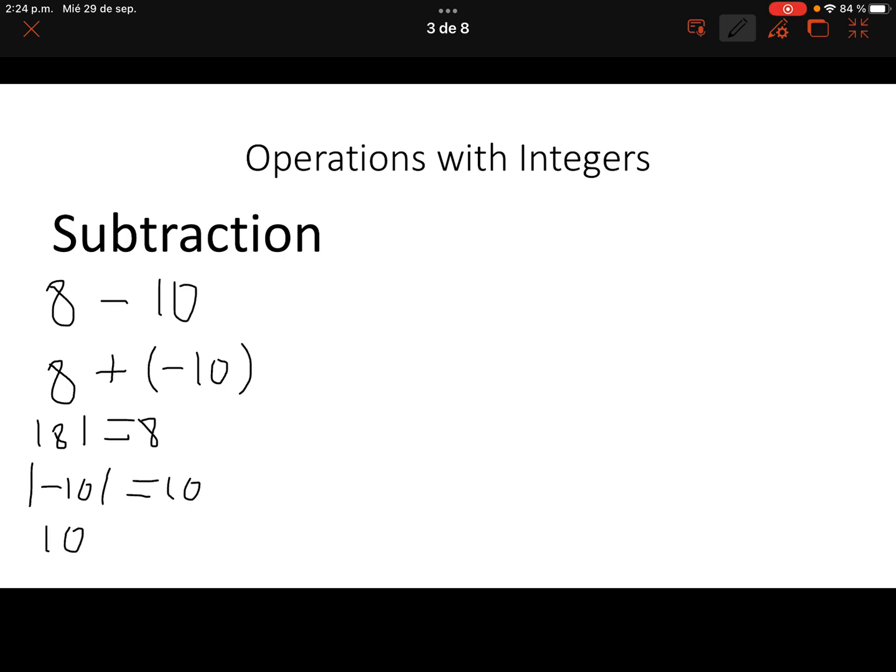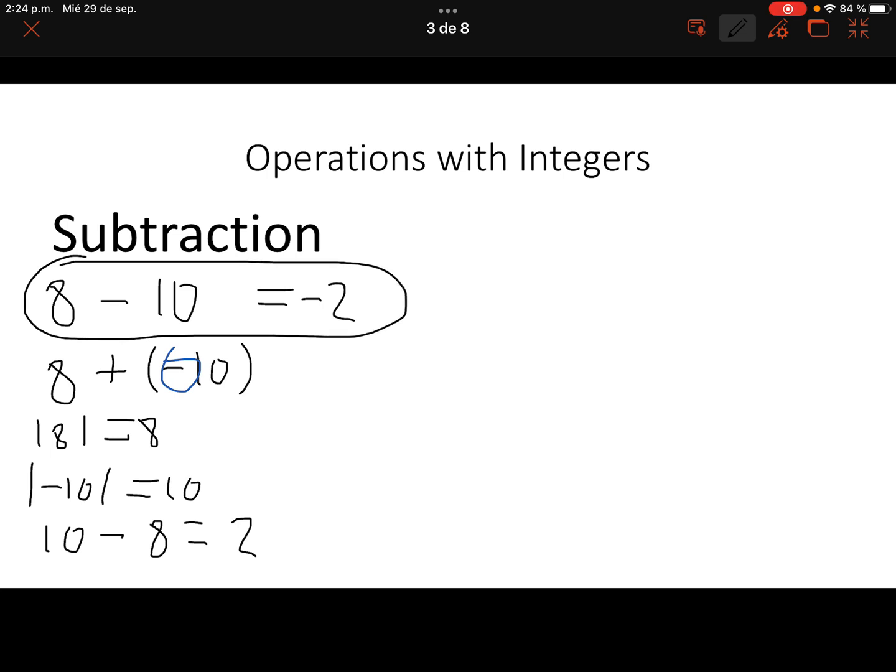Then it is 10, the greatest absolute value, minus 8, the smallest absolute value. 10 minus 8 is 2. Remember, the answer is 2, but we have to attach the sign of the number with the greatest absolute value. In this case, the greatest absolute value is of -10. Then the answer is -2. Conclusion: 8 minus 10 is equal to -2. Remember, for subtraction, we transform the subtraction into an addition. That's the strategy, and then solve it as an addition.